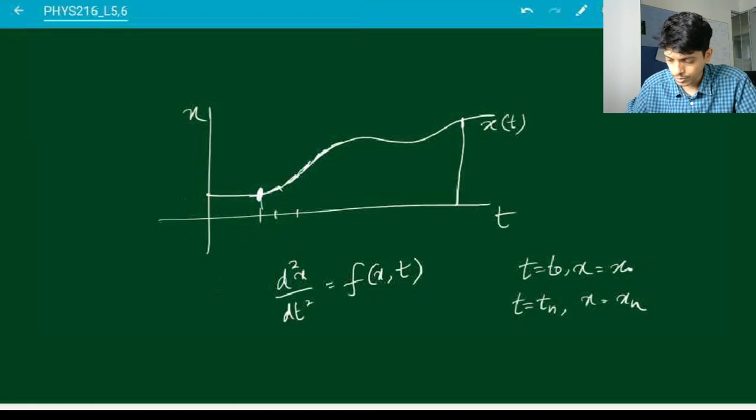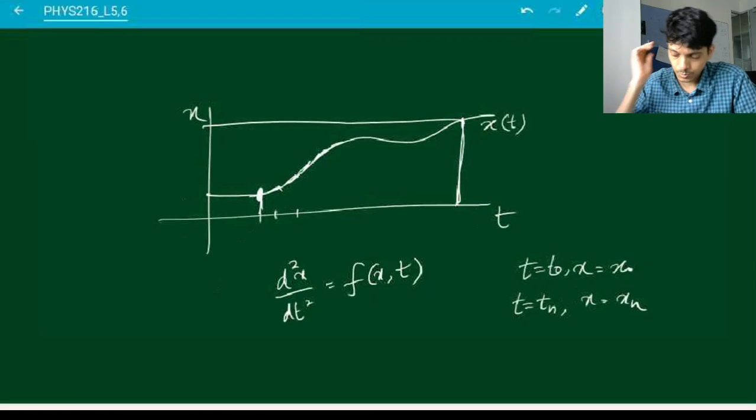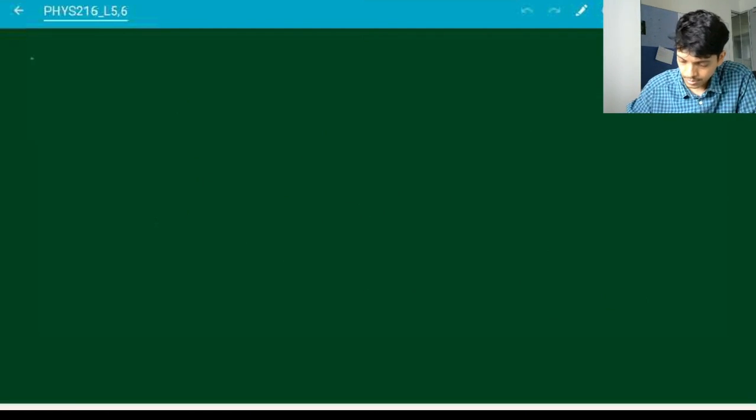So you're given these 2 points, you know this point and you know this point, and now you have to try and solve the differential equation between these 2 points. So how do you do that? So that's what we're going to talk about next. So this is the discussion on boundary value problems.